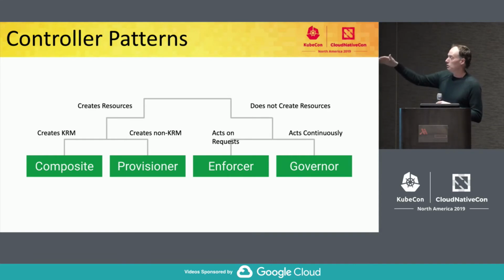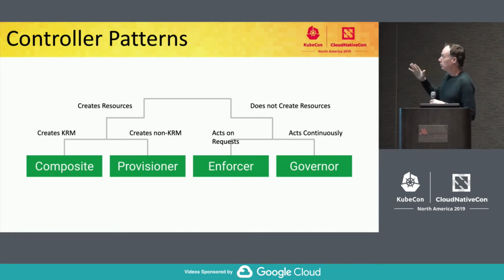So on the create resources side, if it creates a KRM resource, I call that a composite. And I'll explain why I think that's different from the other option, which is where it makes a non-KRM resource for you. That could be a cloud provider resource. I call that second one a provisioner.